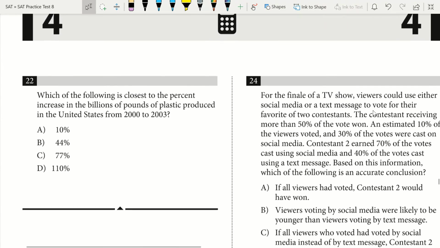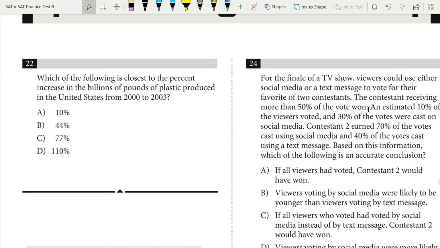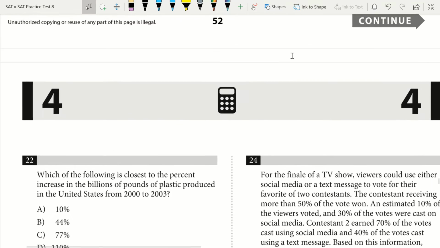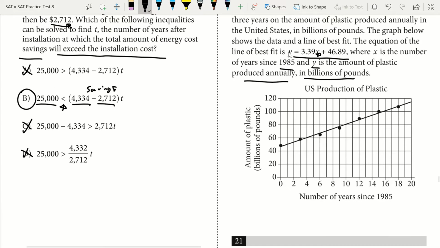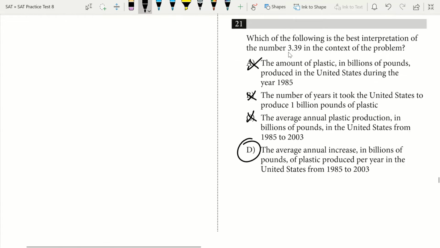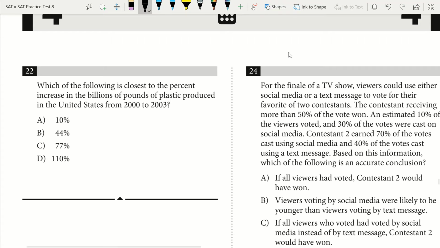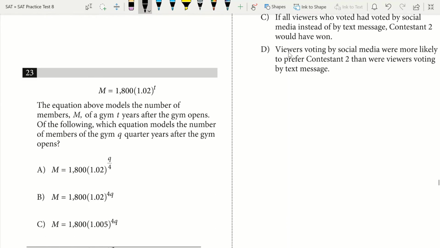Question 22, which of the following is closest to the percent increase in billions of pounds of plastic produced in the United States from 2000 to 2003? Keep in mind, it said percent, not the amount. All right, so 2000 is going to be 1985 plus 15, right here. I see I'm at 100. 3 years later is going to be 2003, so that'll be at 18, and I see I'm at about 110-ish, 109, 108, right around there. So that's going to be a 10% increase. I don't even really have to run the math on that because none of these are even close to that. So I can go ahead and say A will be my answer there.